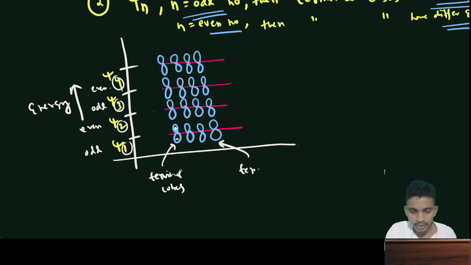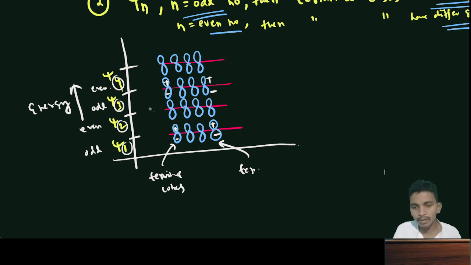So if it is positive and negative, then this also will be positive and this also negative, because the terminal lobes, if n is odd, they will be the same. Similarly, this is also odd. So if it is positive and if it is negative, then this also will be positive and this also will be negative.